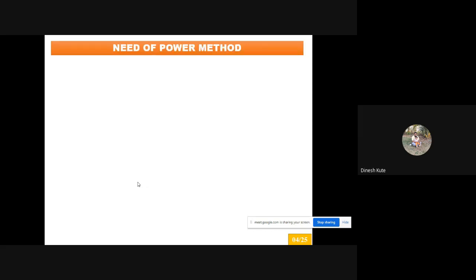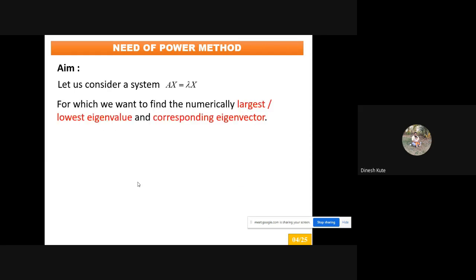So again, that question: why do we need this power method? As I already told you, the power method is a numerical technique from which we get the eigenvalue and eigenvector of a given matrix. Under this topic, what is our aim? Here we have to find the numerically largest eigenvalue or the lowest eigenvalue of a given matrix and its corresponding eigenvector. With this aim only, we proceed to our lecture.